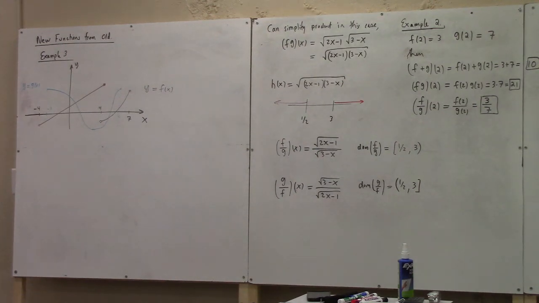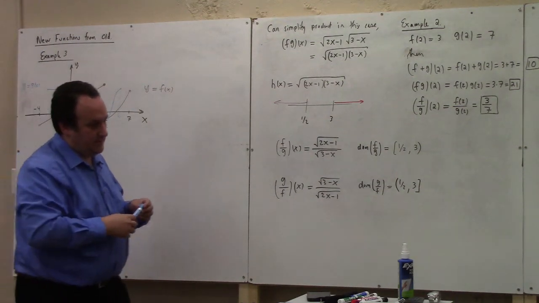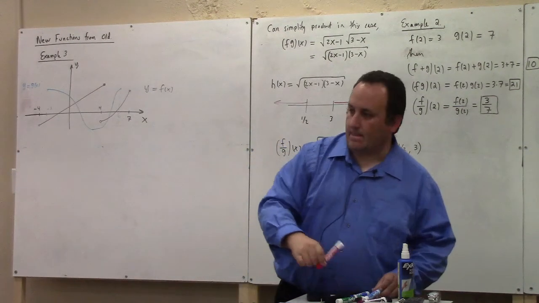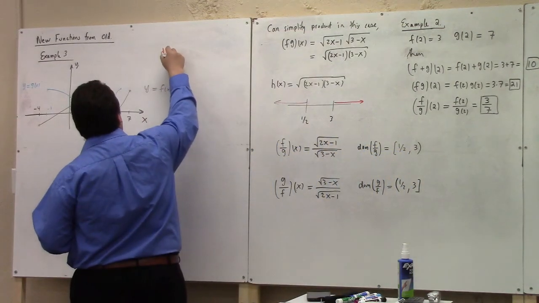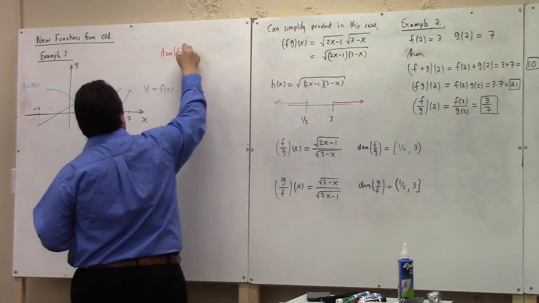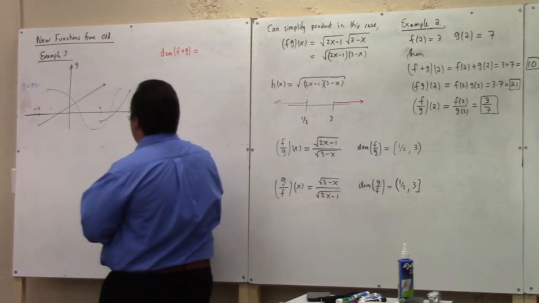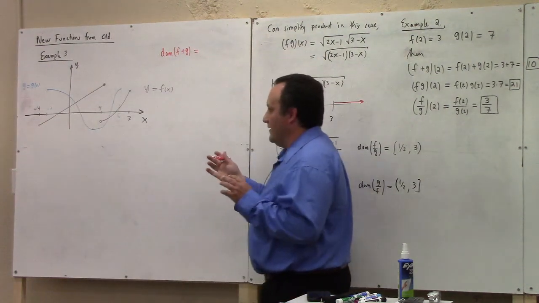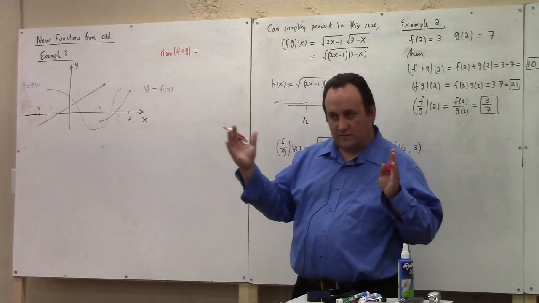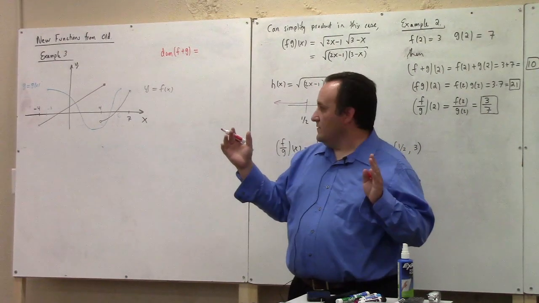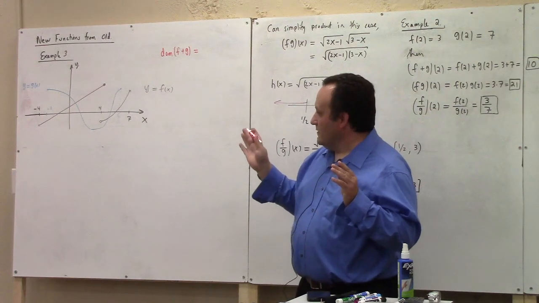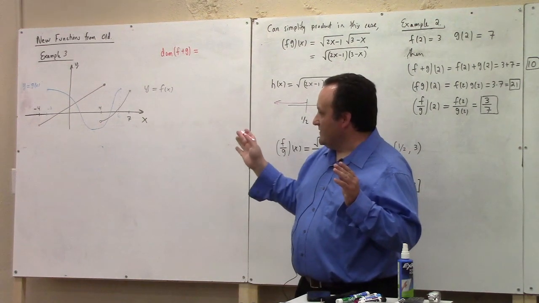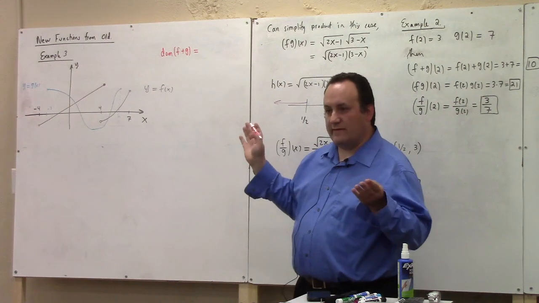So what would the domain of f plus g be to start with? We need to look at the intersection of the two domains, right? In this case, the domain of f goes from minus 4 not included all the way to 7 not included, right? Everything in between has got a value.